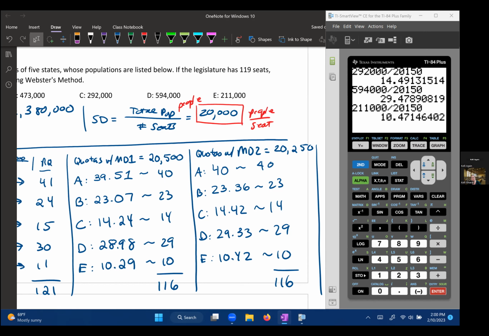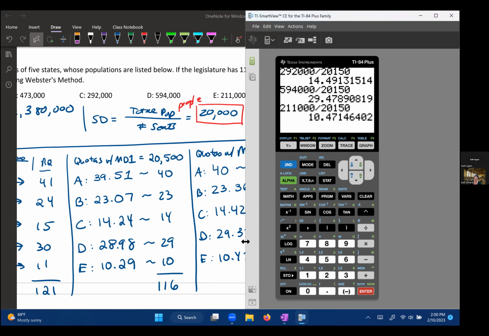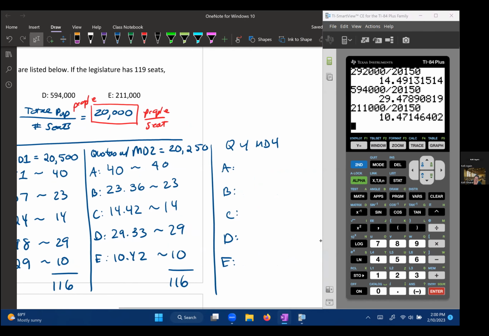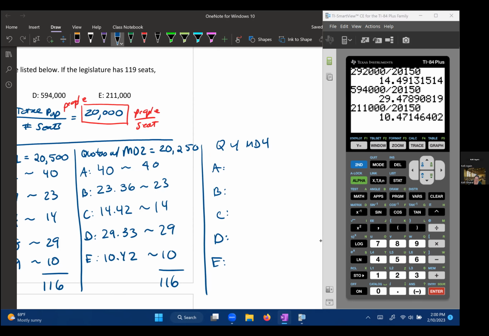All right, so let's make it even smaller again. I'm just going to keep track over here. My modified divisor 3 was 20,150. So it needs to be smaller still, because I still am not getting enough seats.